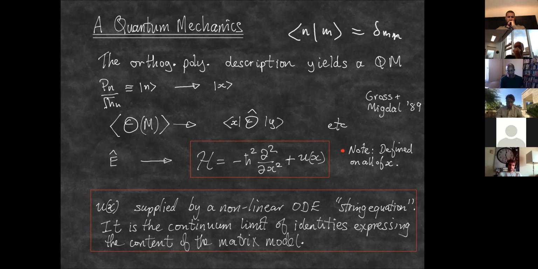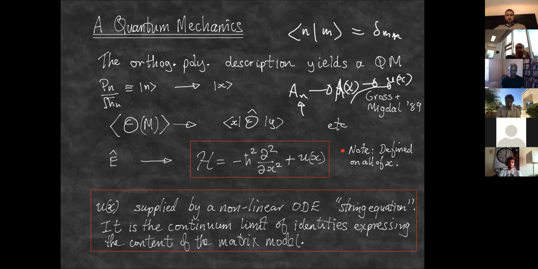But that string equation, it shouldn't be mysterious, it's the continuum limit of identities expressing the content of the matrix model. Once I can write the orthogonal polynomials in terms of their coefficients a_n, and those become functions, quantities u of little x, then if I've written everything in terms of the a_n, the content of the matrix model is a set of equations for the a_n that become a set of difference equations for the a_n, which become a set of differential equations for the u(x). And so that's where the string equation comes from.